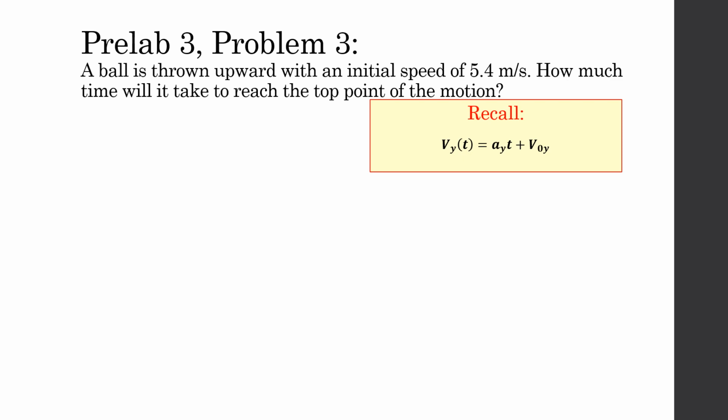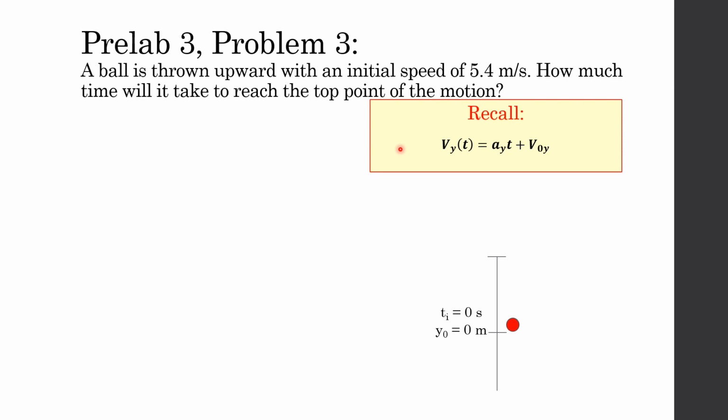All right, problem number 3. A ball is thrown upward with an initial speed of 5.4 meters per second. How much time will it take to reach the top point of the motion? And we are going to recall just the velocity equation, right? Because that's all we needed on the previous slide to solve for t turn. And that's what we're going to be solving for.